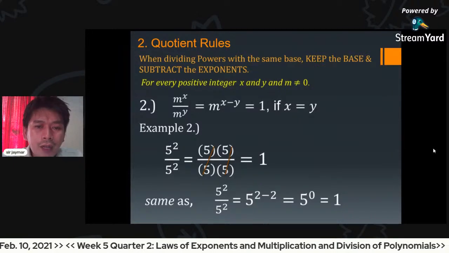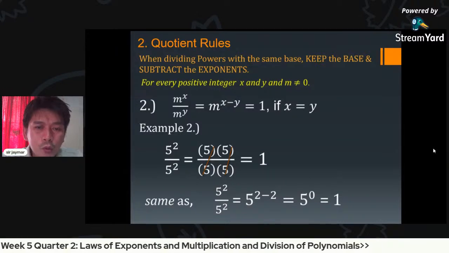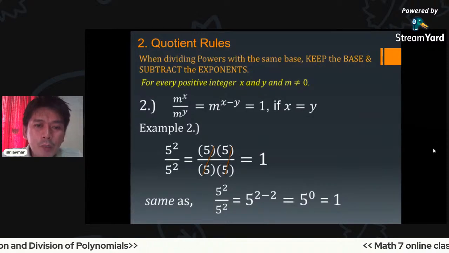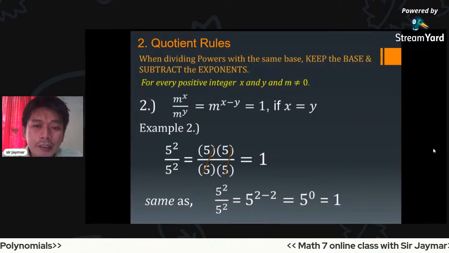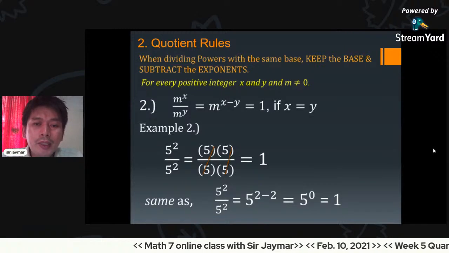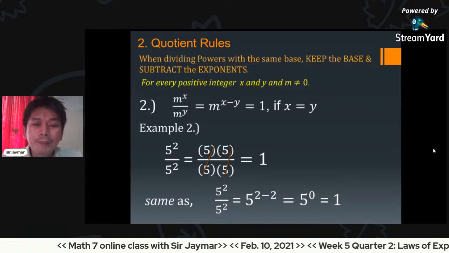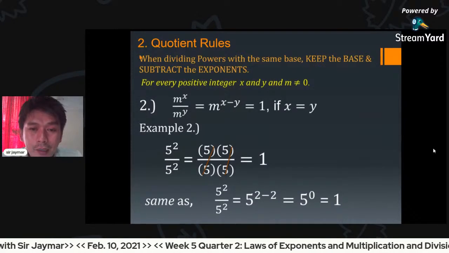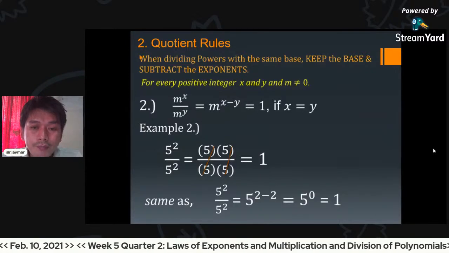Why is it 5 raised to 2 minus 2? Because they have the same exponent. So if you subtract the same exponent, 2 minus 2, the result will be 0. The exponent will be 0, and then it will become 1. As shown in the rules of zero exponent.